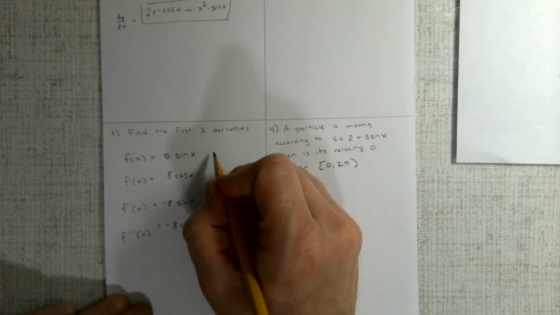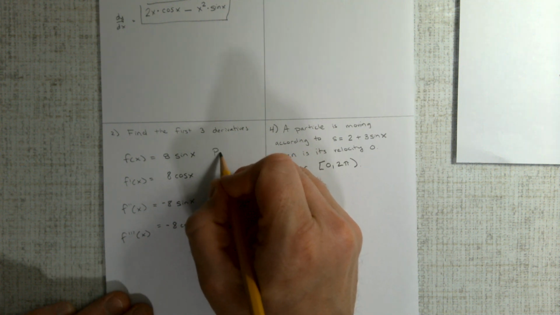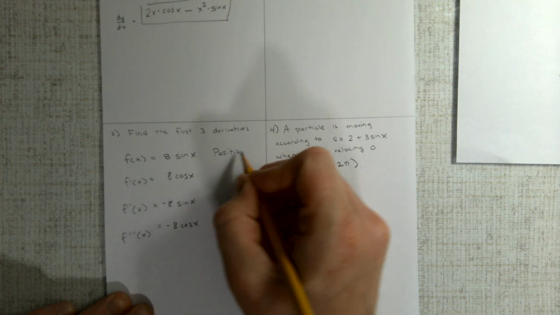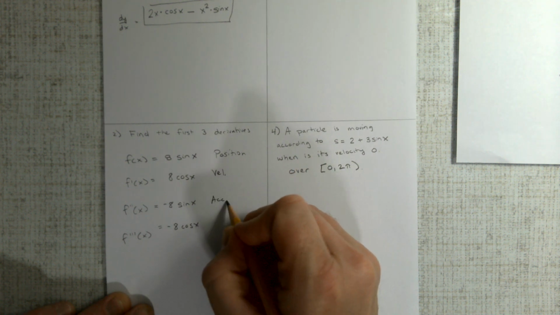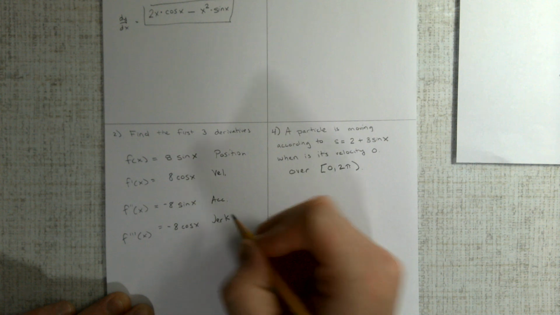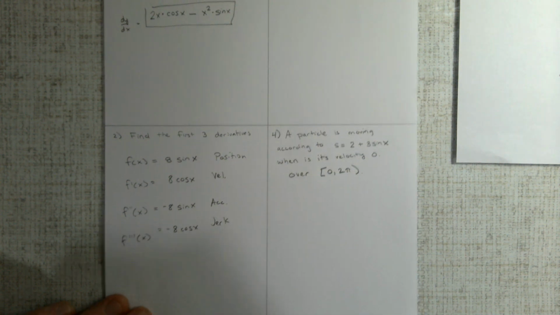And just in case we have a story problem, remember this is position, velocity, acceleration, and the fourth derivative is jerk, a change in acceleration.